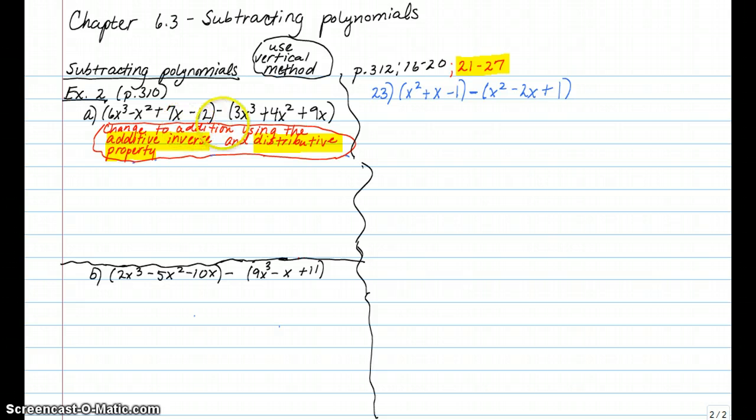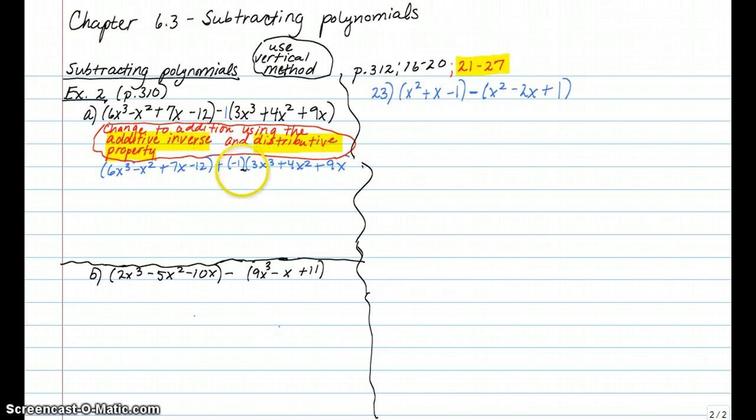Now, we are going to change this subtraction to an addition problem using the additive inverse. And we also have to use the distributive property. So this is how this is going to work. We're going to use blue to highlight this. The 6x cubed minus x squared plus 7x minus 12 just comes down. Subtraction changes to addition. Now there's a number out in front of that second expression, and it's 1, because 1 times anything will be that thing. But we change subtraction to addition, so that 1 has to become negative 1. And then 3x cubed plus 4x squared plus 9x.